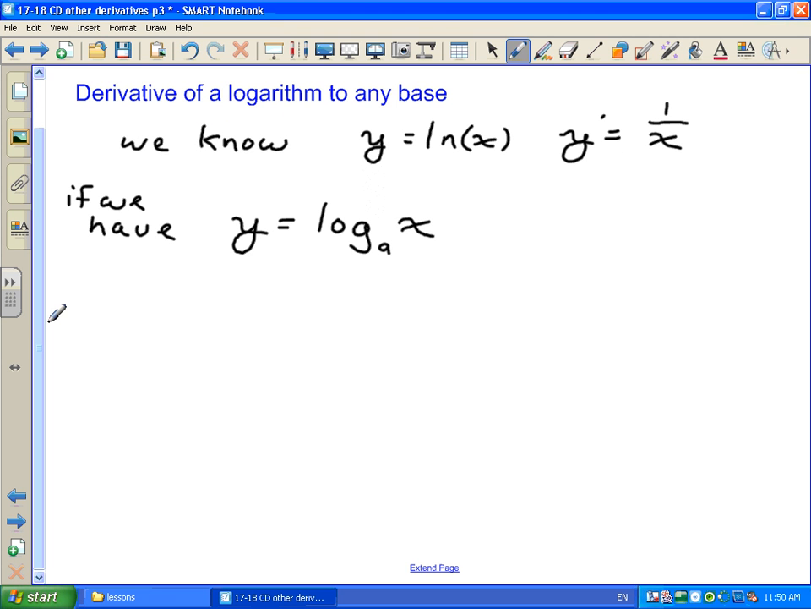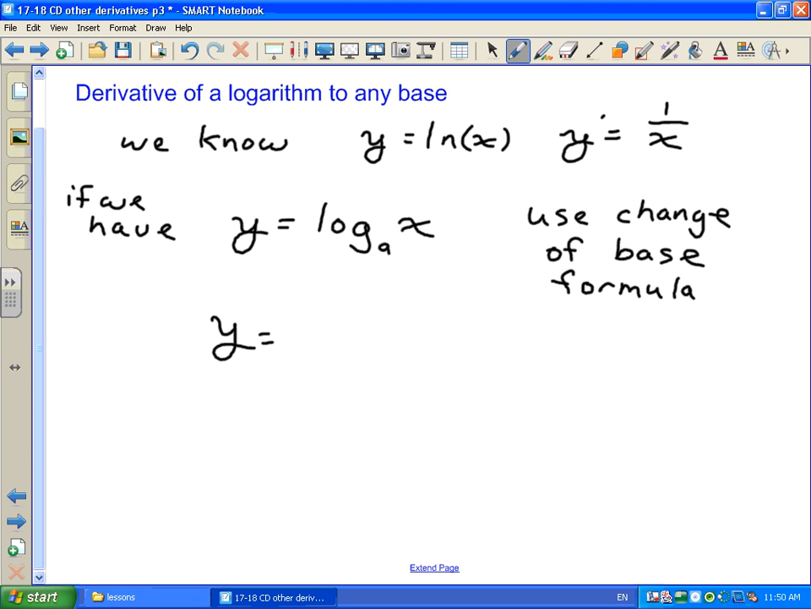Well, what we can do is use the change of base formula for logarithms, which tells us that if we have log to the base a of x, we can rewrite that as log of x over log of a. And for the base of our logarithm, we can choose whatever base we want, as long as the base that we choose in the numerator is the same as the base that we choose in the denominator.